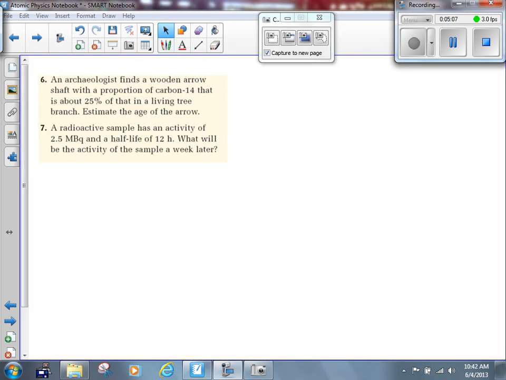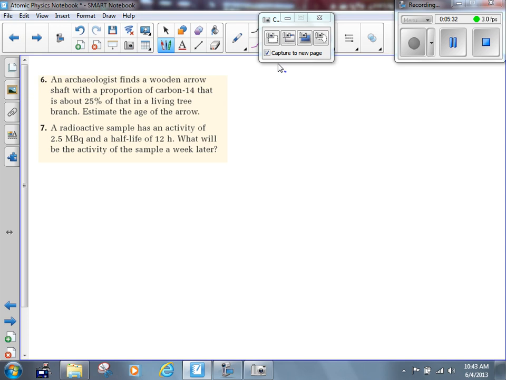Question 6 says, an archaeologist finds a wooden arrow shaft with a proportion of carbon-14 that is about 25% of that in a living tree branch. Estimate the age of the arrow. Or at least, really what we're finding here is how long it's been since that branch was cut off the tree to make the arrow, right? Since the wood became a non-living thing.